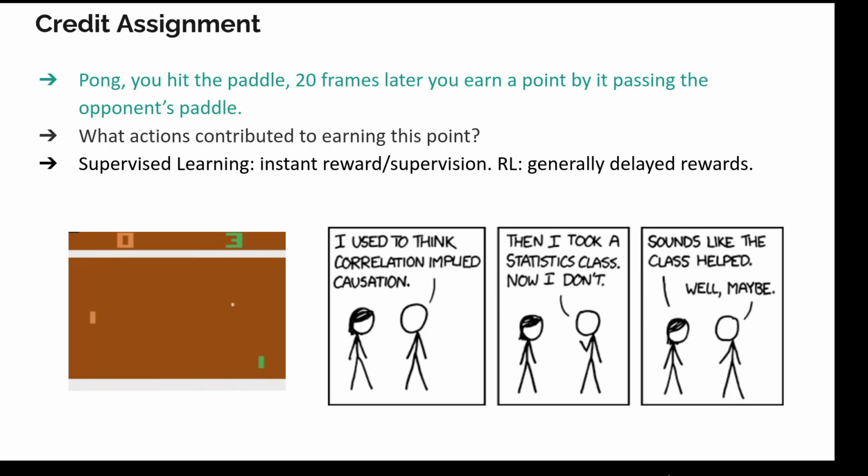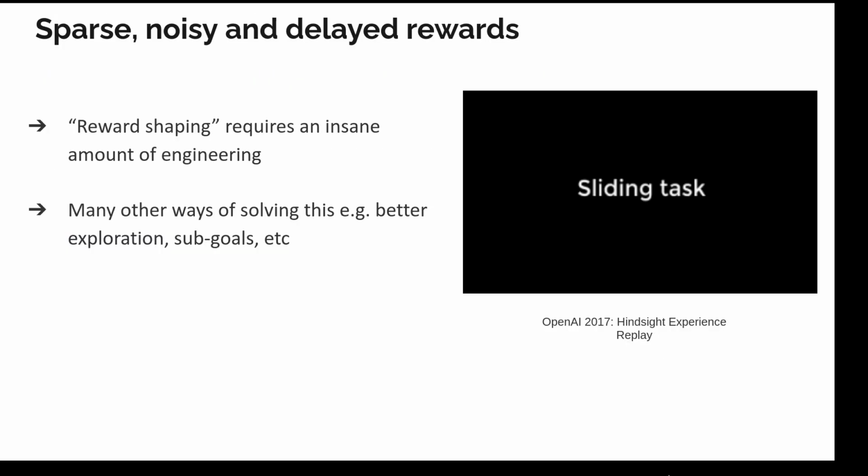If you can see this image: "I used to think correlation implied causation. Then I took a statistics class. Now I don't." "Sounds like the class helped." "Well, maybe." So she had some problem, took the class, and the problem was solved. Then she wondered whether that class was helpful or not. Maybe or maybe not, because in that statistics class she learned something, but she also learned other things. So she was confused whether the statistics class helped or something else did. This is known as the credit assignment problem.